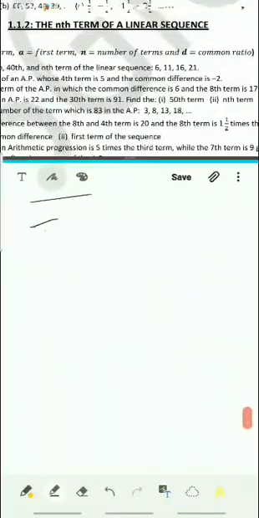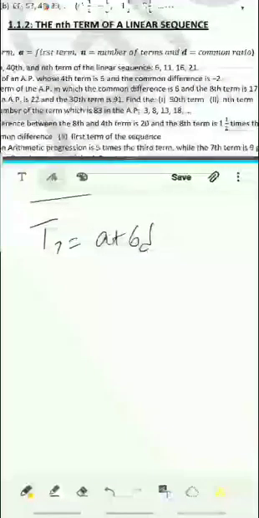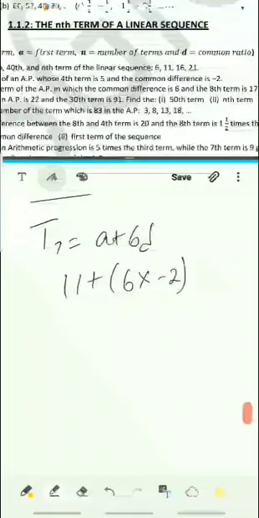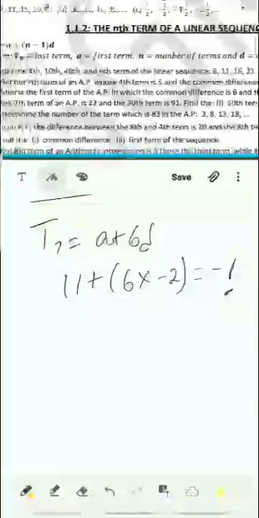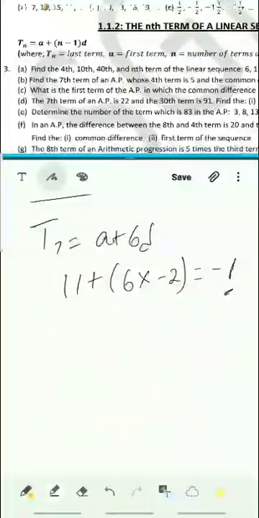So from where we stopped, T7 will be equal to A plus 6D, and our A was 11, plus 6 times -2. -2 is our common difference, giving you -1. So that's the 7th term. That's that about that. Next, I might have to skip some because of our time.